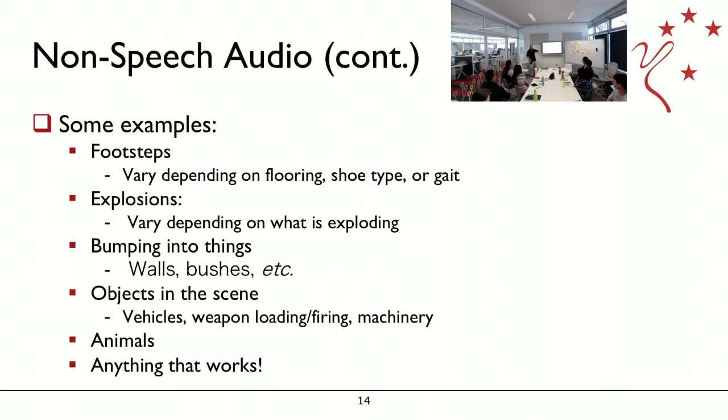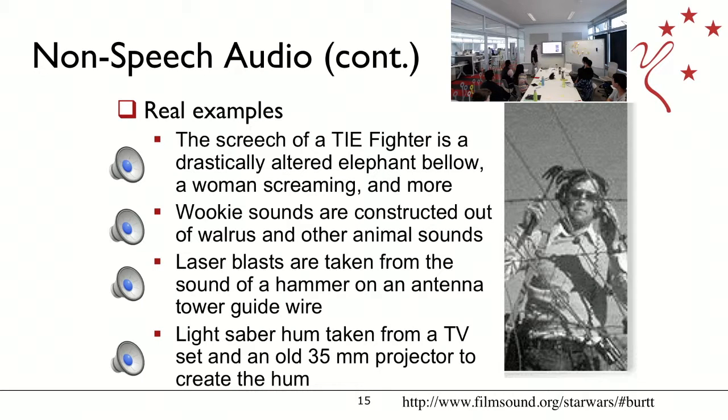So this non-speech audio can be used for a lot of different things: bumping into things, bushes rustling, animals, really anything that works can be used. So to Rory's example, Ben Burtt, who is really one of the pioneers of this, this is him up in the hills north of San Francisco, and he would go anywhere to get any sound that he could get, and then mix them all together.